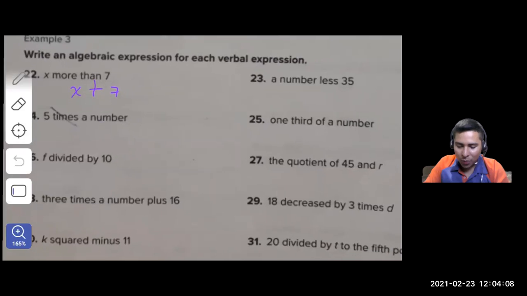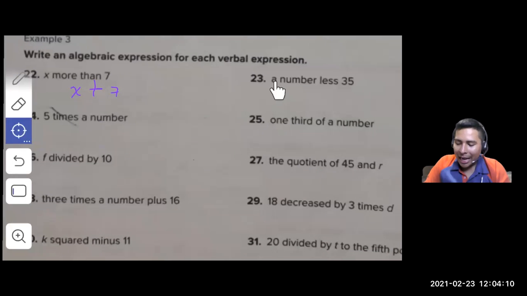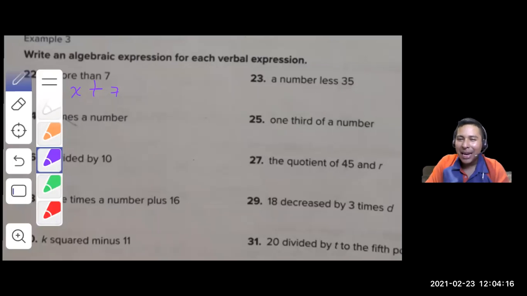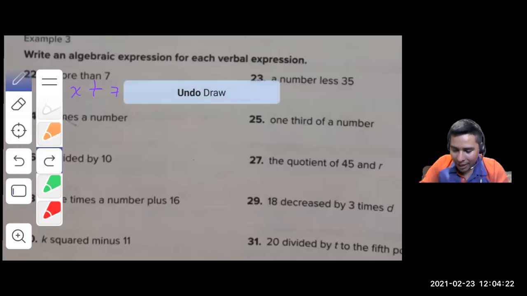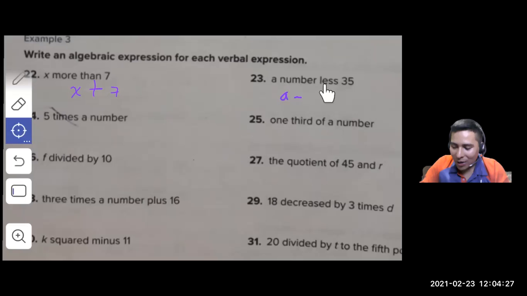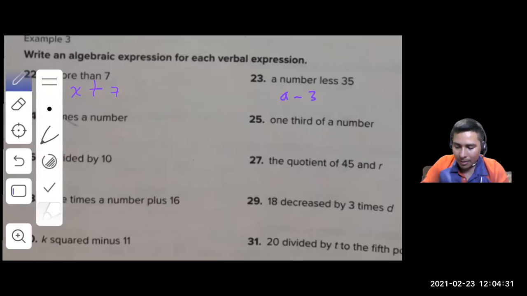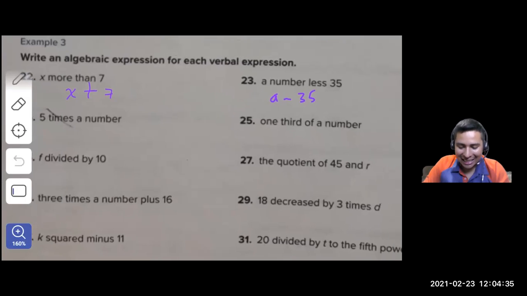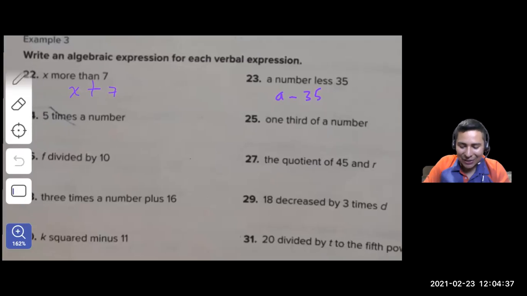We have the number a less 35. How would you translate that into mathematics? Minus. Okay, the variable a. It says a number less 35, so a minus 35. Correct. Just like that. Let's get to the next one.